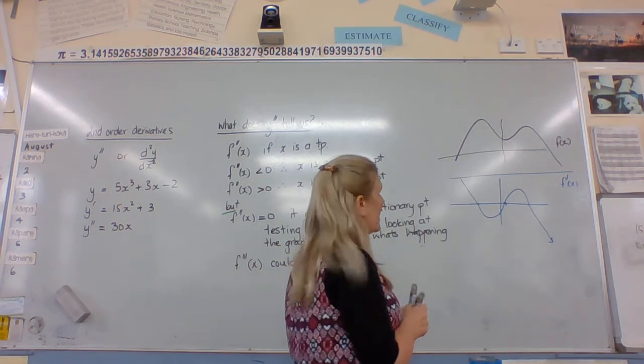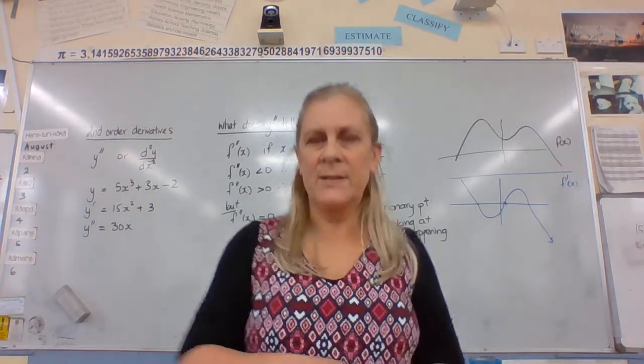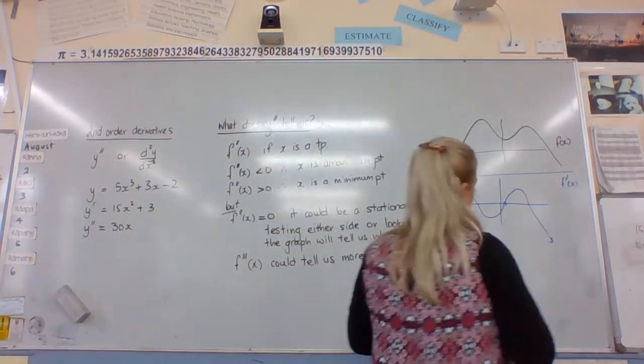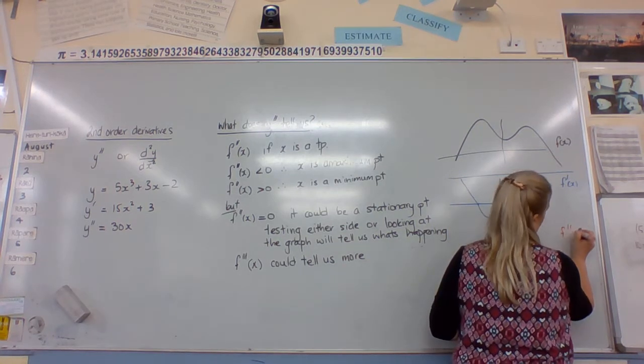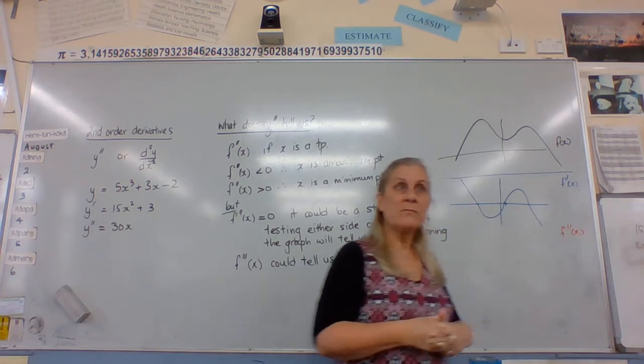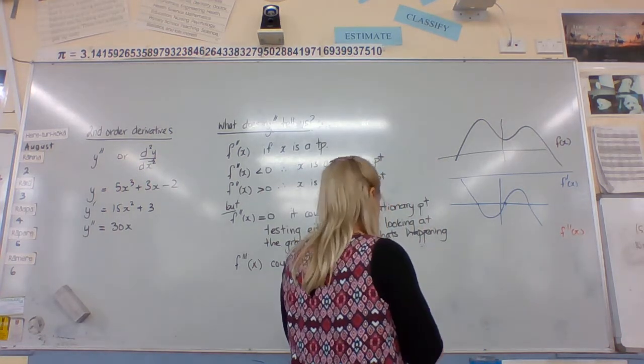Shouldn't be new. So what does f double dash tell us then? So f double dash is the gradient of the gradient function. Correct? So what is happening here?